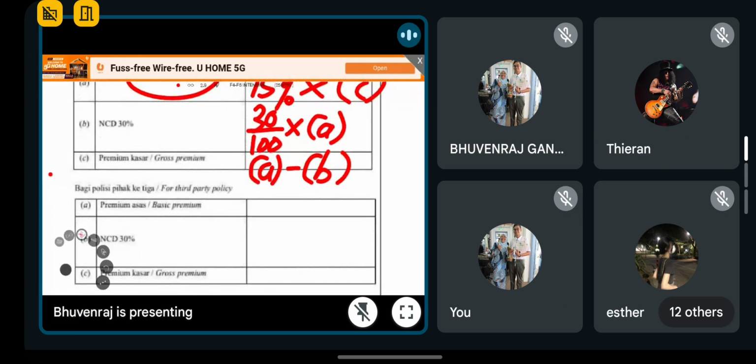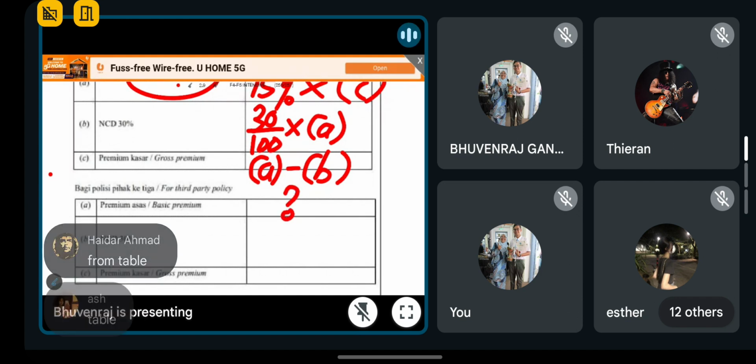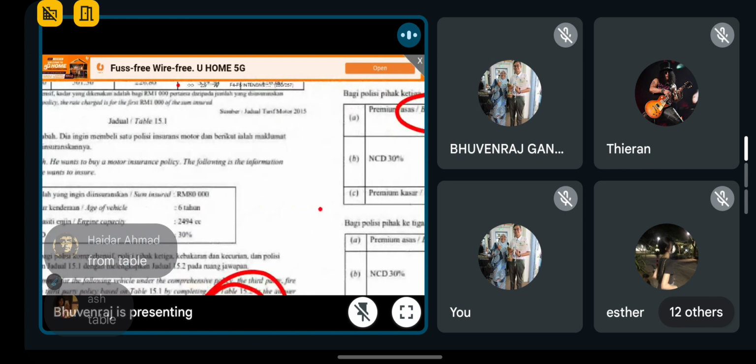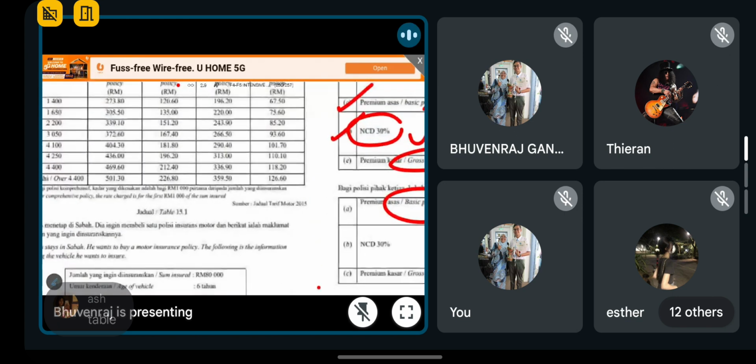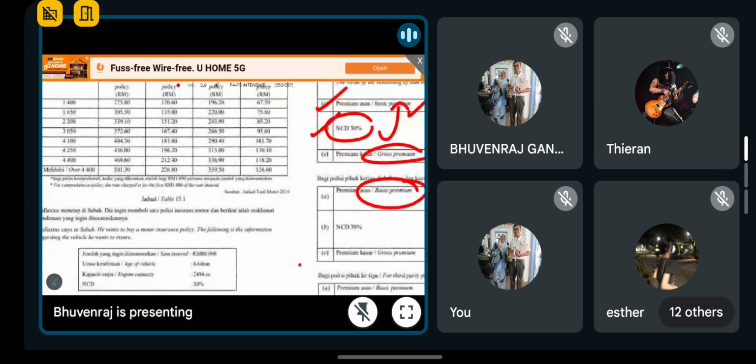Okay, last one. How you get this value, guys? Macam mana dapat nilai ni? How do I get basic premium? Very good, from table. So can you all tell me the value here? This is the information. So can you guys tell what is your value to use here?